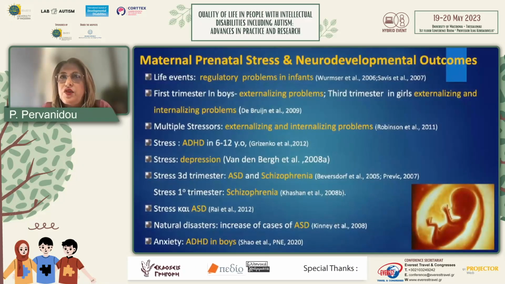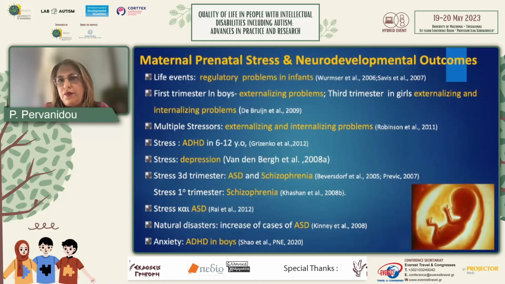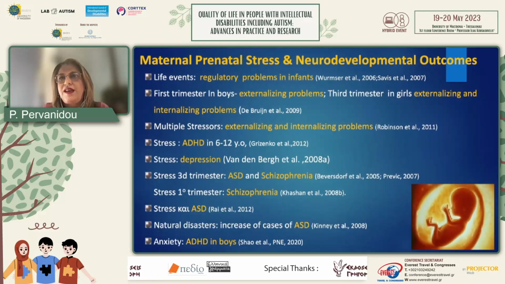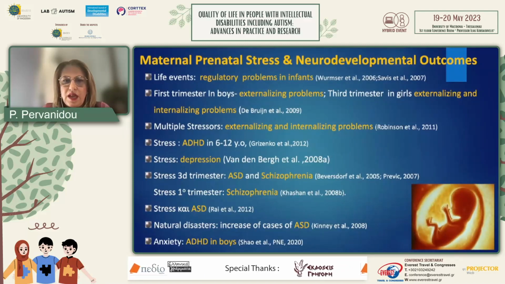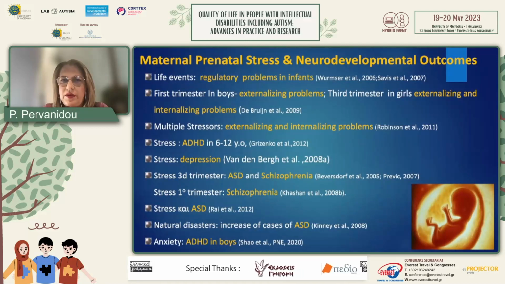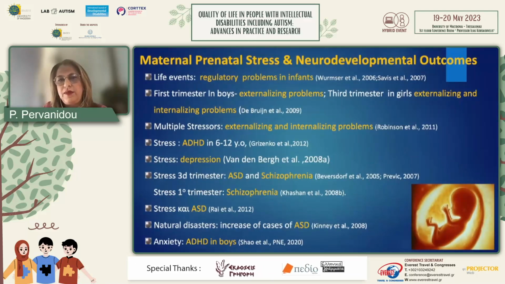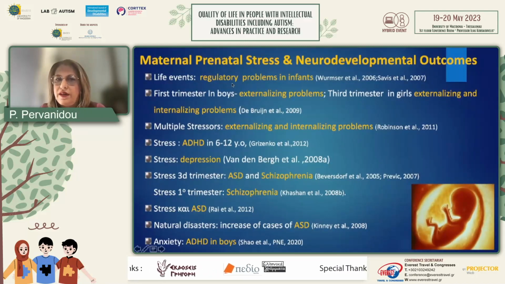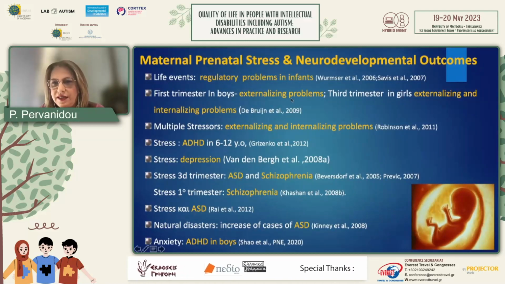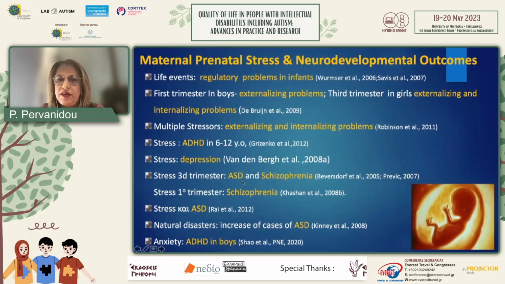Other studies have shown that irrespective of the birth weight and the prematurity, maternal prenatal stress has been related with adverse neurodevelopmental outcomes. I present here several studies showing life events, multiple stressors, stress measured here. I have two tables. In this table, I have the behavioral data, self-reported stress or stress reported through clinical interviews, and the outcomes. These outcomes are regulatory problems in infants, externalizing and internalizing problems, ADHD, depression, autism and schizophrenia, autism, and ADHD again.